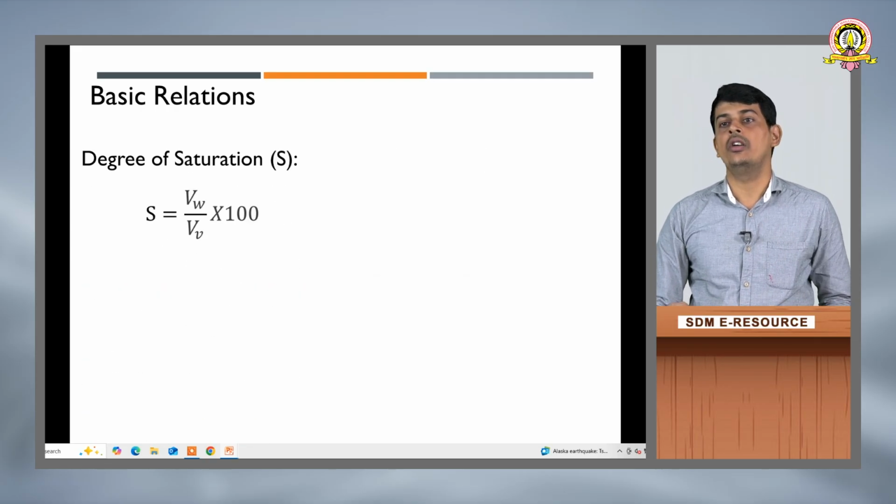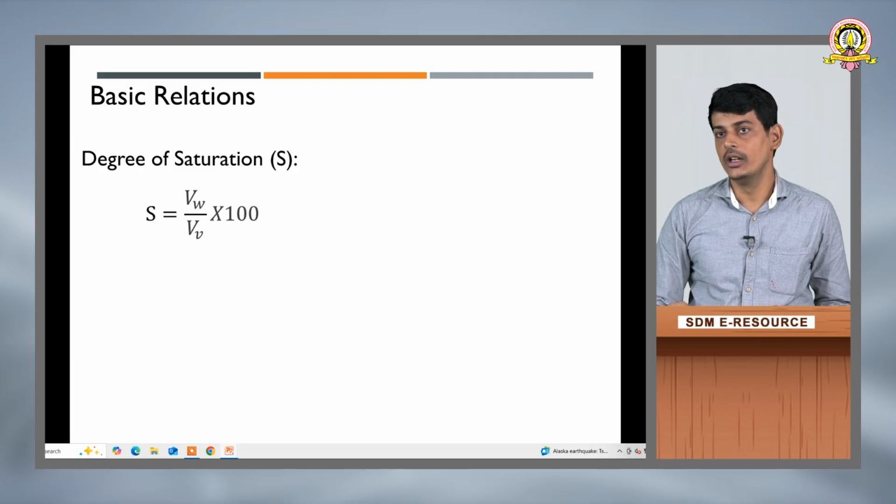And degree of saturation is defined as the ratio of volume of water to the volume of voids multiplied by 100. So, it is represented in terms of a percentage. Again, degree of saturation ranges from 0 to 100%, and it tells how much volume of water is present in a given volume of voids.